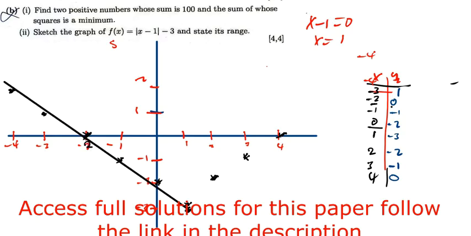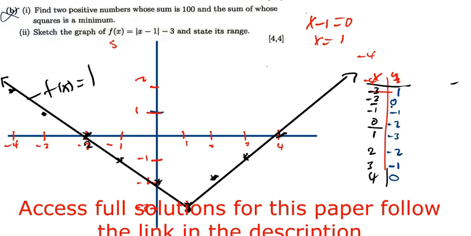Okay, it comes like that, then it goes like that. So you have to put the arrows, because we do not know where the graph ends. So you put the arrow, you put the arrow, then you say this is f of x being equal to the modulus of x minus 1 minus 3. So that's how you sketch this without even defining it, without wasting time. Yeah, that's how you sketch.